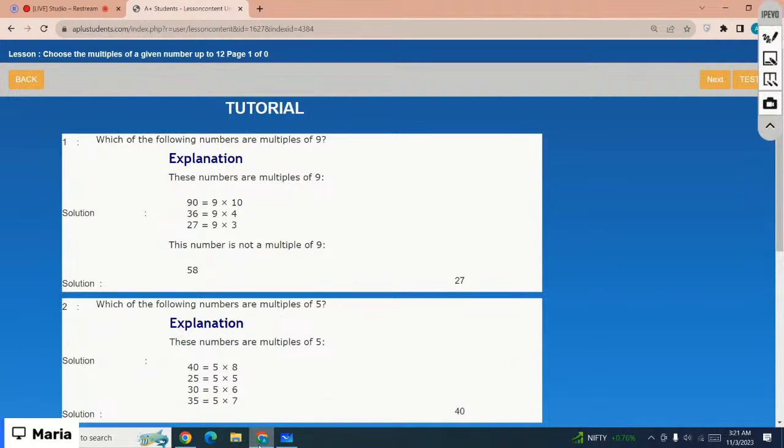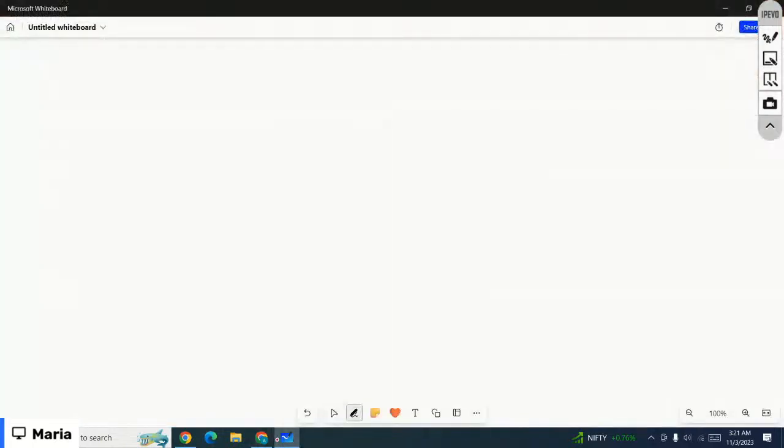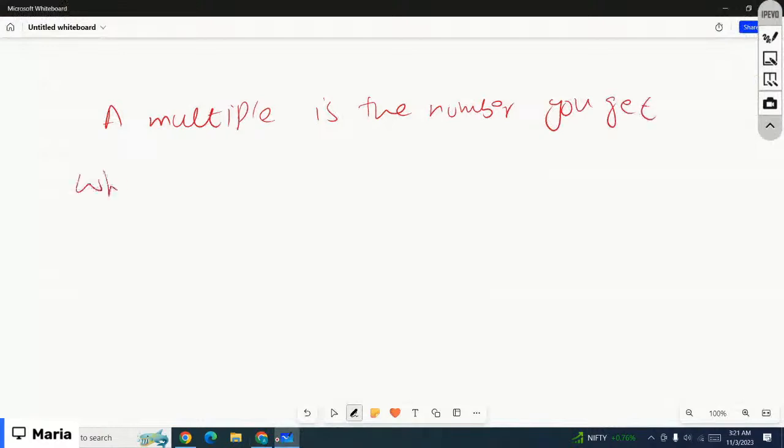Multiples are the numbers you get when you multiply a certain number by an integer. You can note down the definition of the multiples. A multiple is the number you get when you multiply a certain number by an integer.